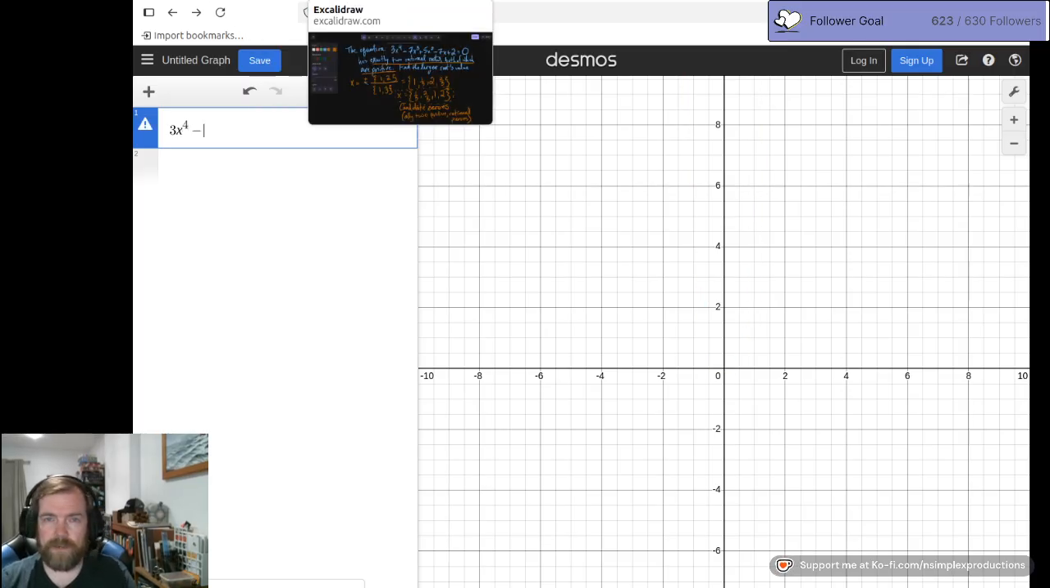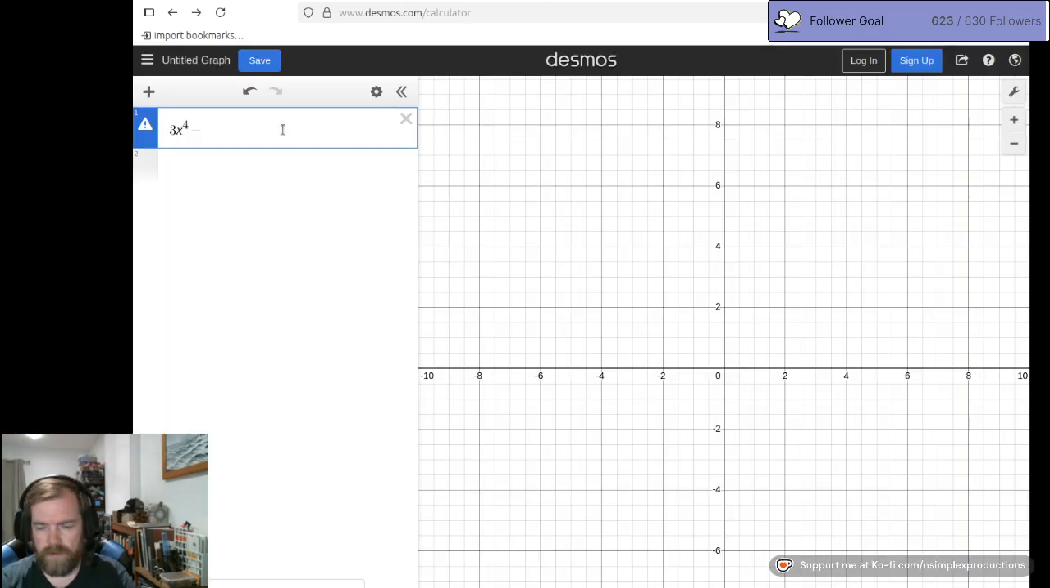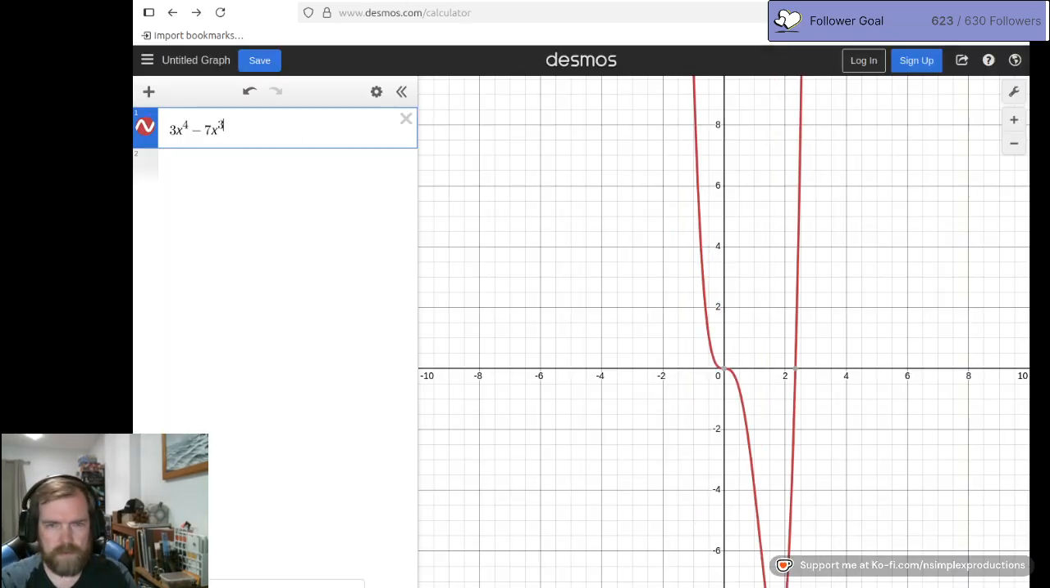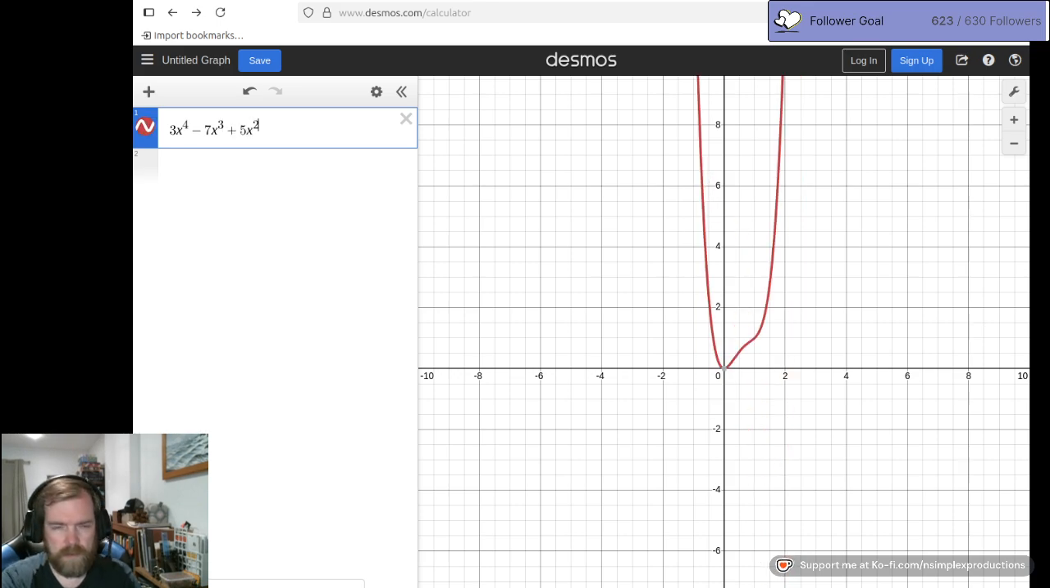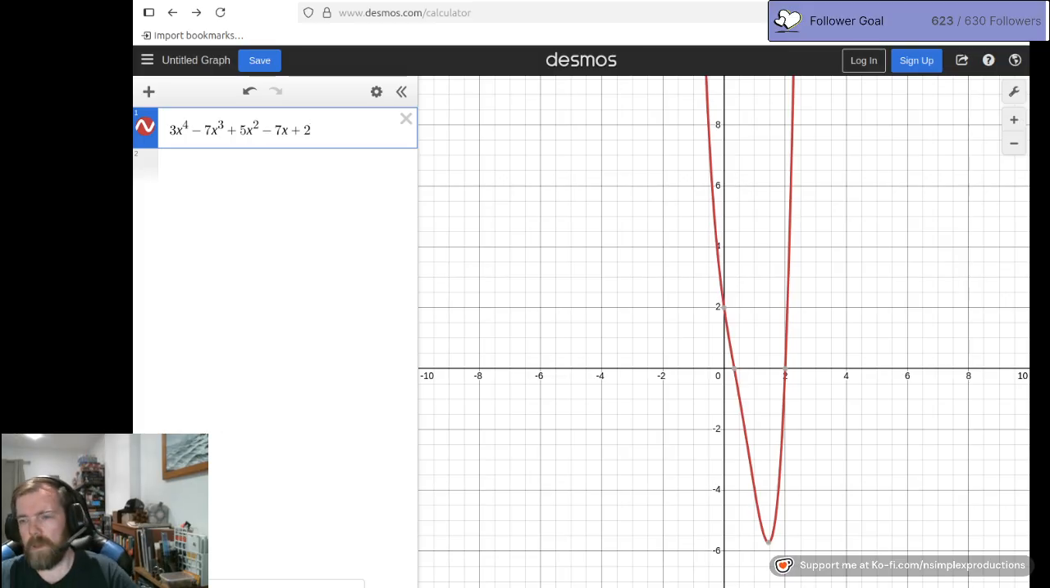3x to the fourth, I'm not going to do it quickly because I don't remember. -7, 5, -7, 2. Right, 2 rational zeros, both are positive. That's all we've got. The values max out at 3 in either the positive or negative direction. So we're good. That's as far as I can go on this side, and that's as far as I can go on this side. We found the 2, they're both positive. So they appear to be at 1/3 and 2.